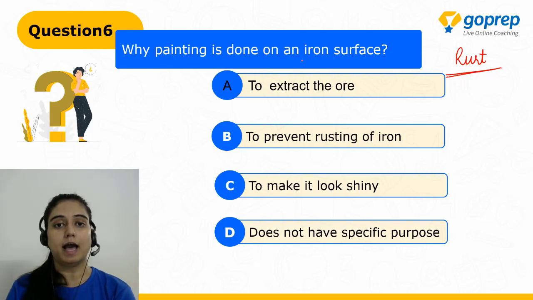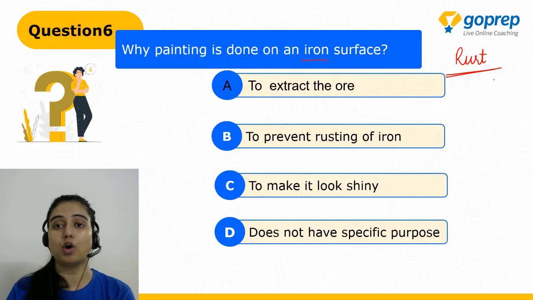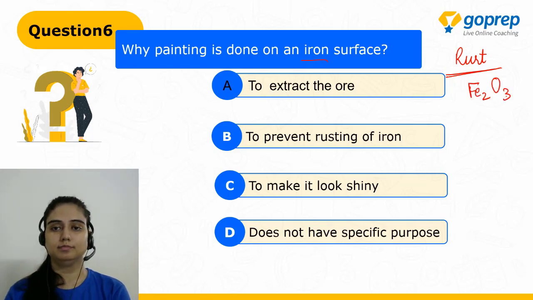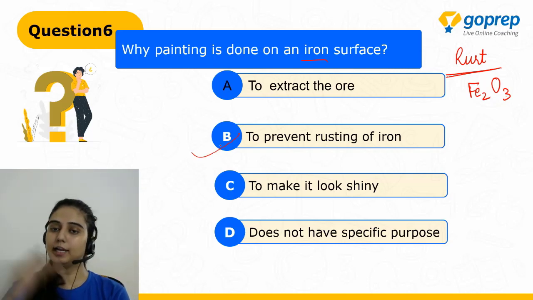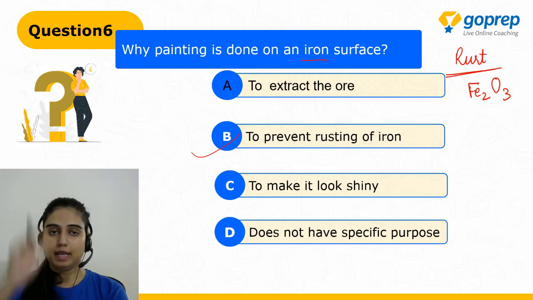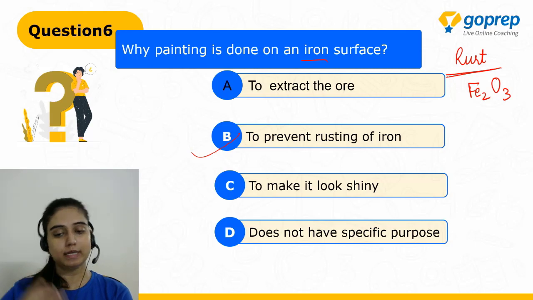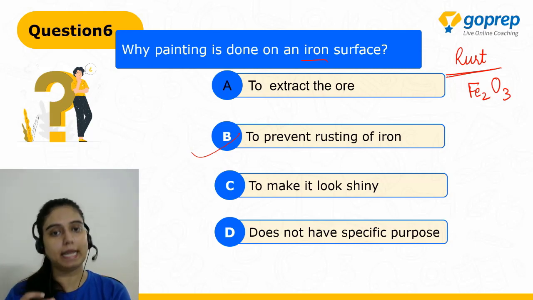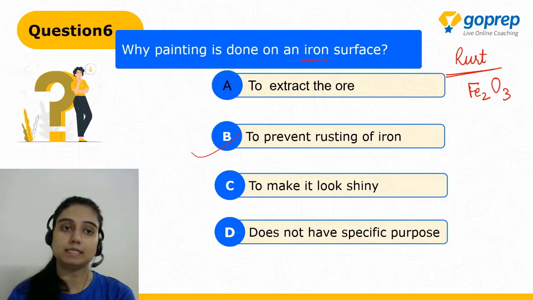Here in this case, iron will get converted into iron oxide, or we also call it ferric oxide, right? So what is the main reason for painting? To prevent rusting, so that iron cannot react with the oxygen. It will have a layer of paint over it, so it is now not able to react with the oxygen. So to prevent rusting of iron, we use painting.